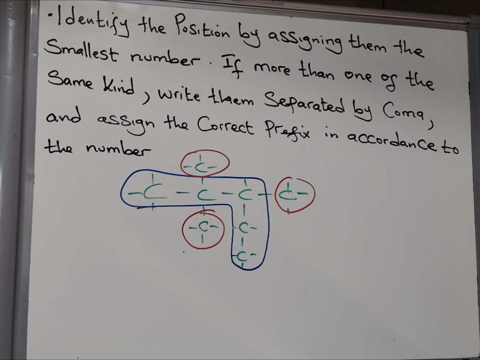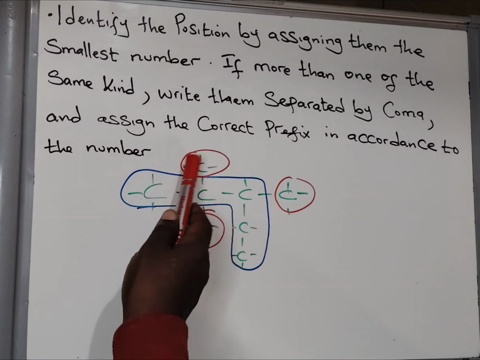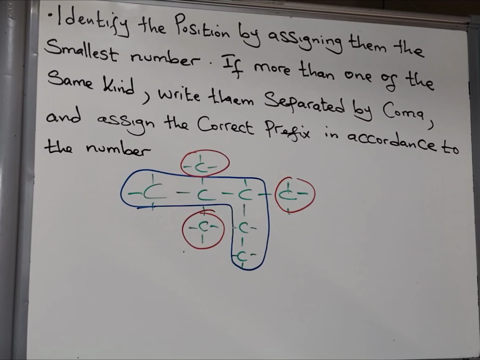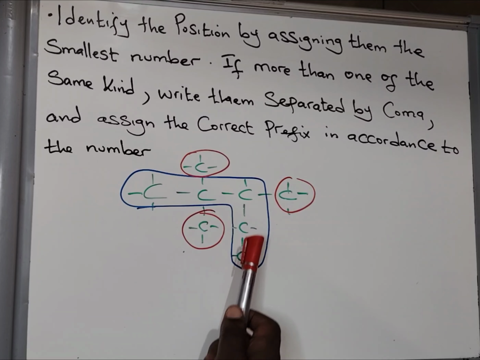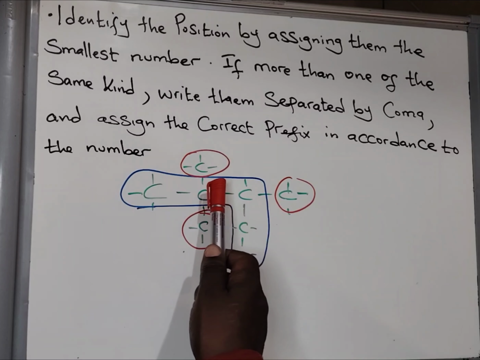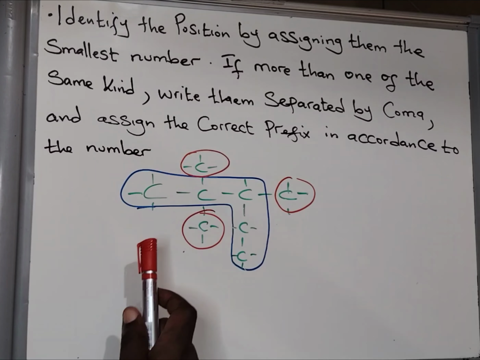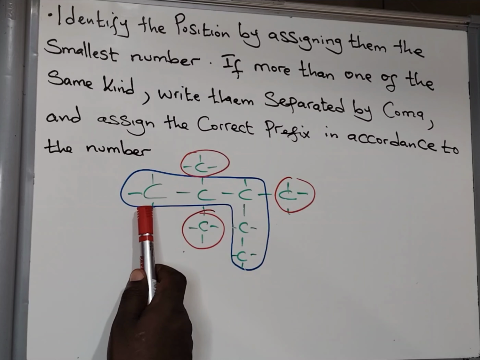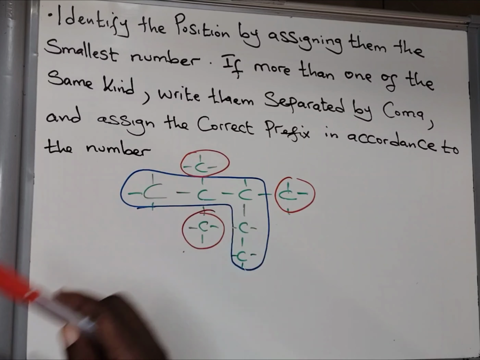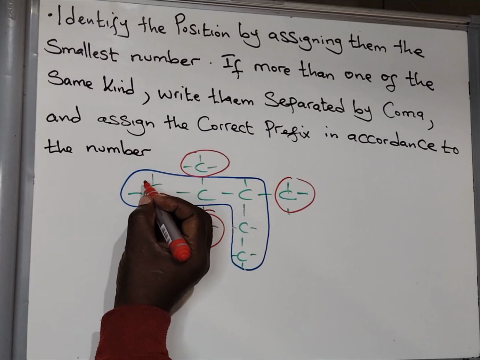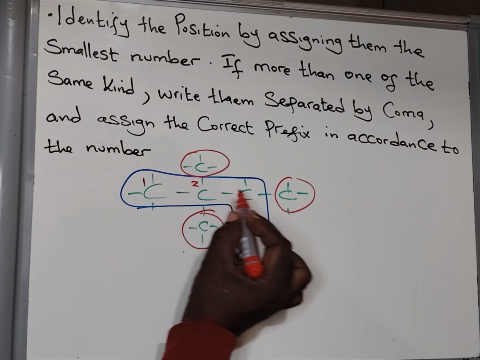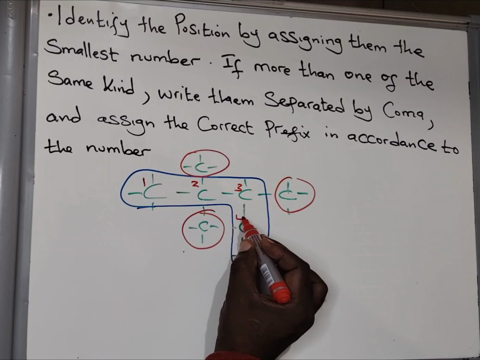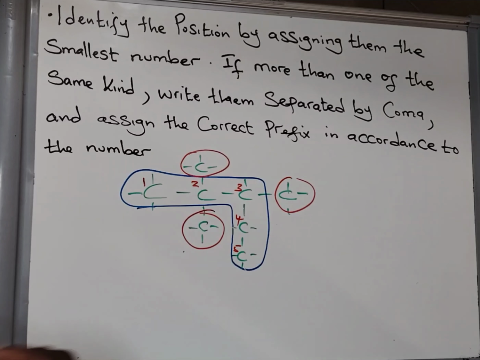Then we are supposed to assign them the smallest numbers. Which side will give our branches the smallest numbers? If you start from this side, we are going to have 1, 2, 3, and this 4, 4. Those are bigger numbers compared to this side. What do we have on this side? It's going to be 2, 2, 3. So with that information, this one happens to be our number 1, number 2, number 3, number 4, and number 5.